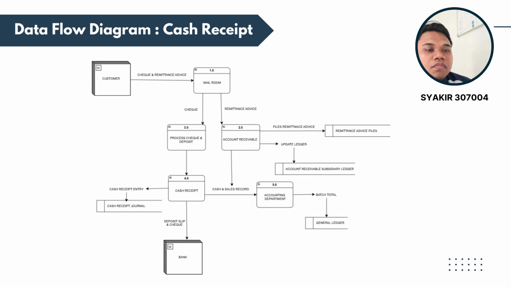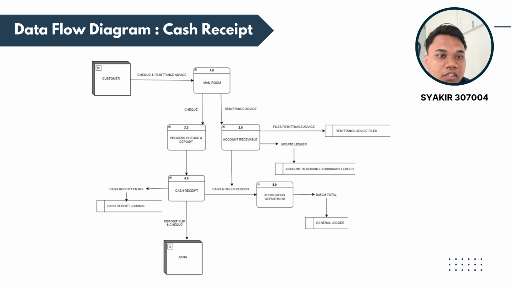This is the DFD for cash receipt. The customer will send the check and remittance advice to the mailroom. The mailroom will send the check to the process check and deposit. The second one, the remittance advice, goes to accounts receivable. From accounts receivable, we send the data to the remittance advice files and also update the ledger in the accounts receivable subsidiary ledger. Accounts receivable also sends the sales record to the accounting department.